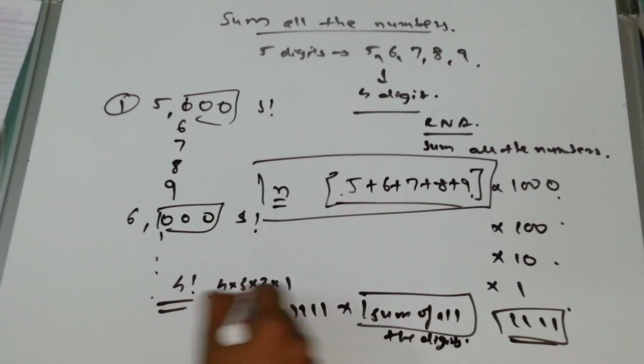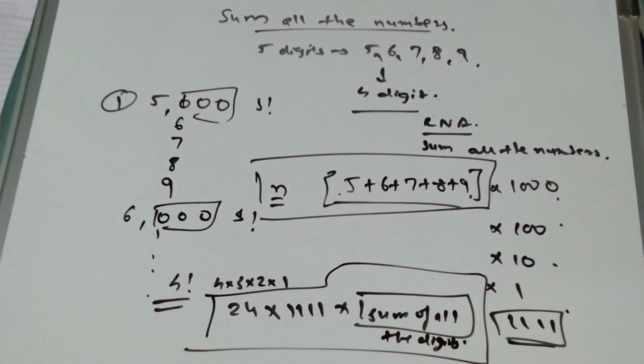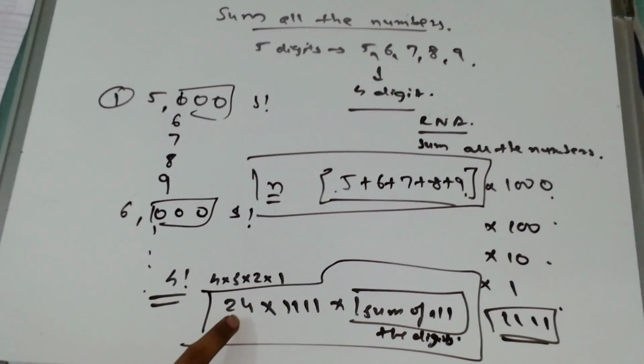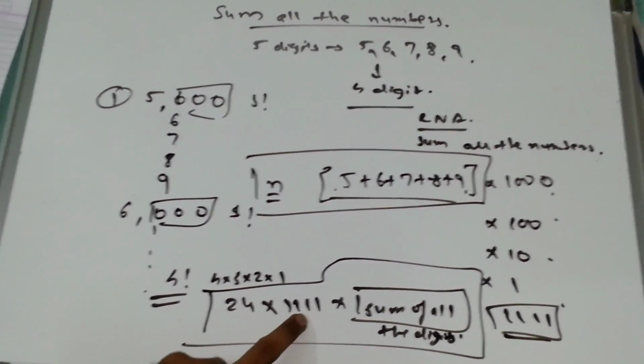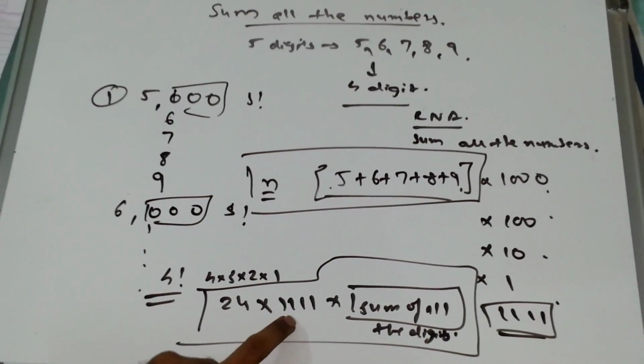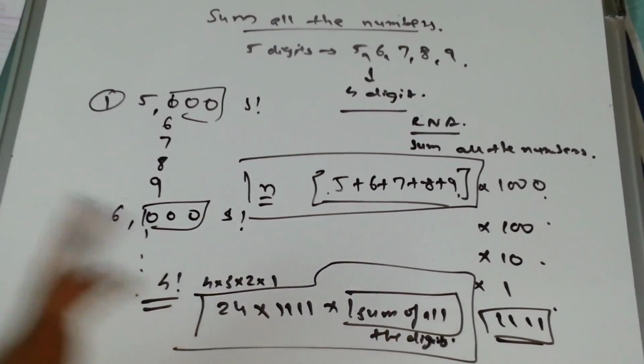So just to find the sum of all the digits, all you need to do is, how many digit number you need to make, that factorial, into how many digits number you need to make, that number of ones, and then the sum of all the digits.